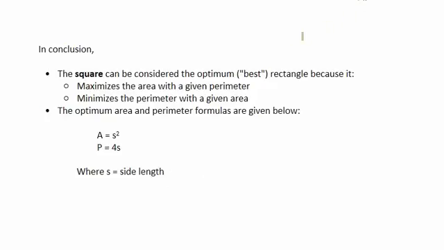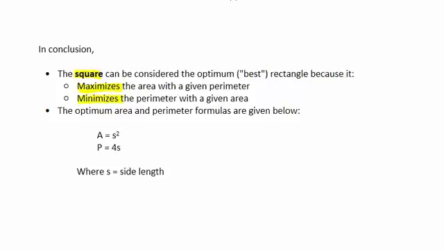After the completion of the investigations, you should have found out that a square is considered the optimum or best rectangle because it first maximizes the area within a given perimeter and it minimizes the perimeter within a given area. And the two formulas are located below.